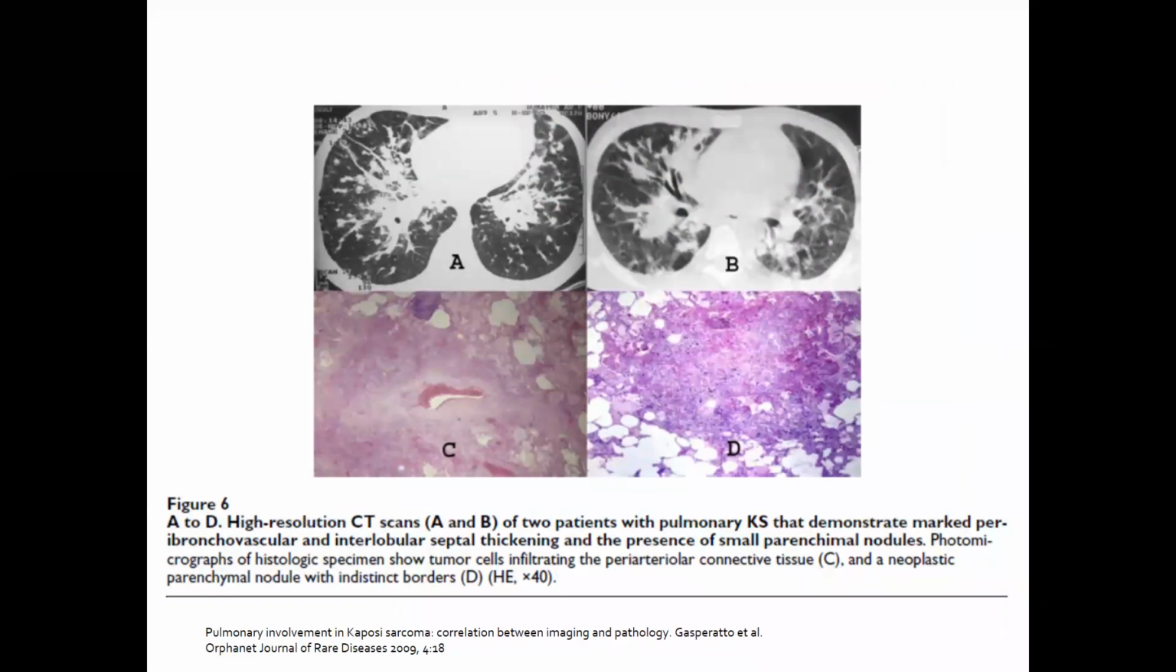Another important point I would like to make, and this is reflecting what we talked about earlier, is that in A and C, we see the typical reticular opacities and the pathological correlation of tumor within the septae. And in B and D, we are seeing the nodular opacities and the pathological correlation of having parenchymal lung disease.